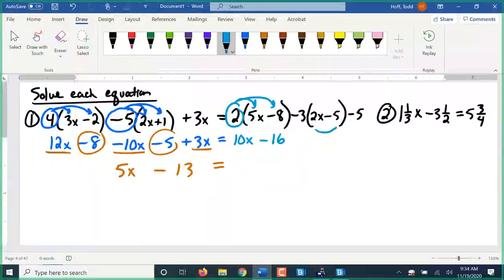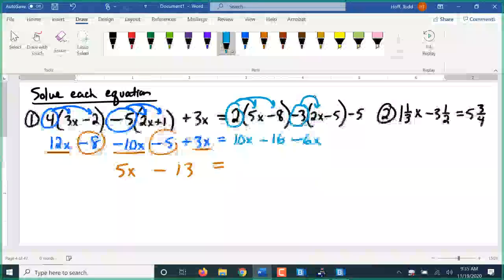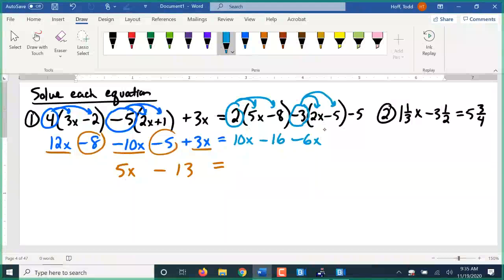Next parentheses, 2x minus 5. Again, there's nothing we can do inside there. 2x and negative 5 cannot be combined. So we're going to multiply by, once again, we got to be careful, a negative 3. Negative 3 times 2x is a negative 6x. Negative 3 times negative 5 is a positive 15. Now this negative 5 is outside the parentheses, so it does not get multiplied by anything.